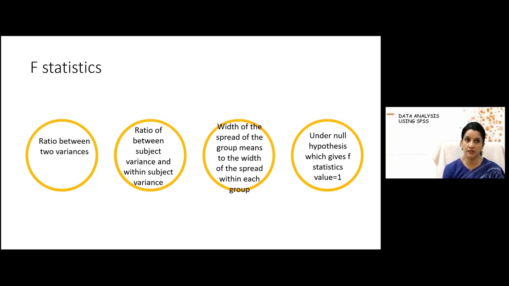So the F statistic is the ratio between two variances, the F value. Like you have seen the T statistic, and the chi-square test where the chi-square statistic was there, in ANOVA we calculate this F statistic. It is the ratio between two variances, the between subject variance and within subject variance, the width of spread of group means against the width of spread within each group. And under the null hypothesis, this F statistic is 1.